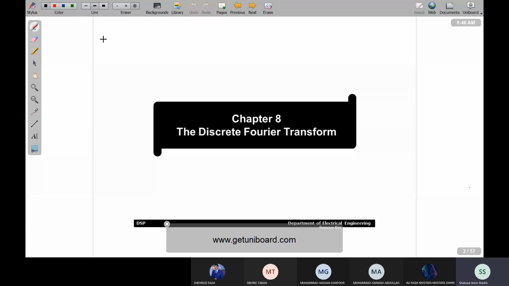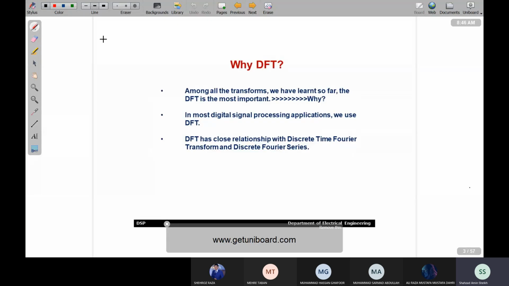Bismillahirrahmanirrahim. Yesterday we started discrete Fourier transform and said that among all the transforms we have learned so far, the DFT is the most important one, and the reason for that was that we are dealing with numbers. In a block of DFT, we are throwing in numbers in the form of a sequence, finite length sequence, and we are taking the numbers out, which are X of k, and these numbers are required in most of the digital signal processing applications. So that's why we use DFT in most DSP applications.